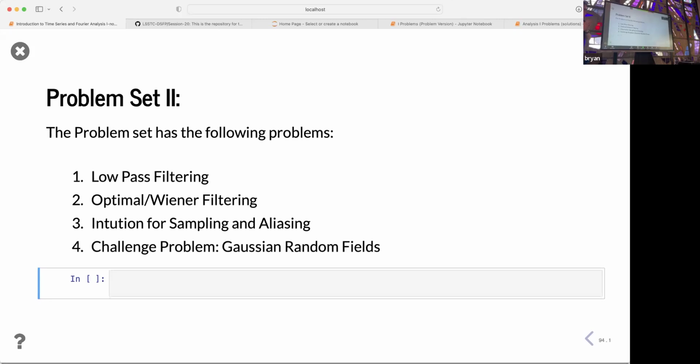I actually deleted this problem, so it's just these three problems. A low pass filtering problem, a discussion of optimal filtering, and then some intuition for how sampling and aliasing works. Or you can do problem 4 from the morning problem set. I will post these problems to the GitHub right now. So feel free to take a 2-minute break or something.